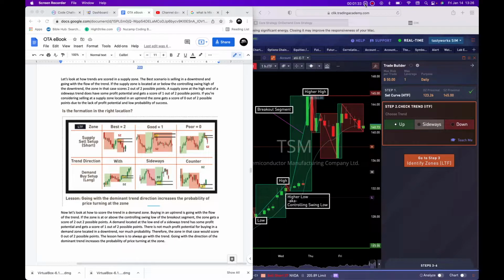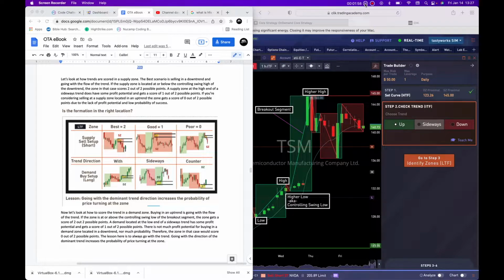Now, the best case scenario is selling in a downtrend and going with the flow of the trend. In that case, if the supply zone is located at or below the controlling swing high of the downtrend, the zone would score 2 out of 2 possible points. A supply zone at the high end of a sideways trend or range does have some profit potential and would get a score of 1 out of 2 possible points.